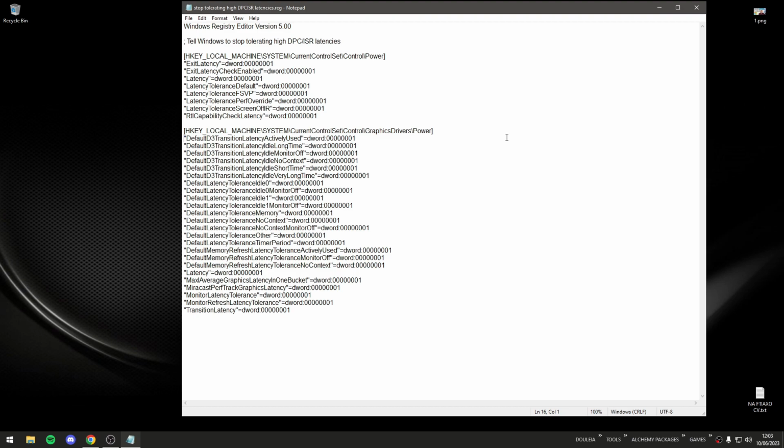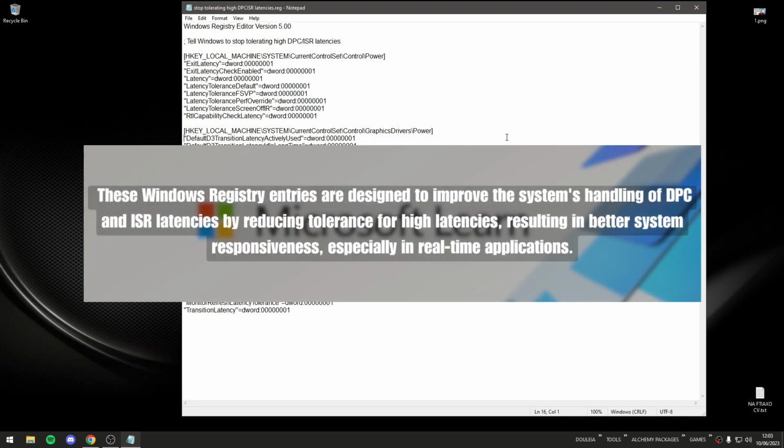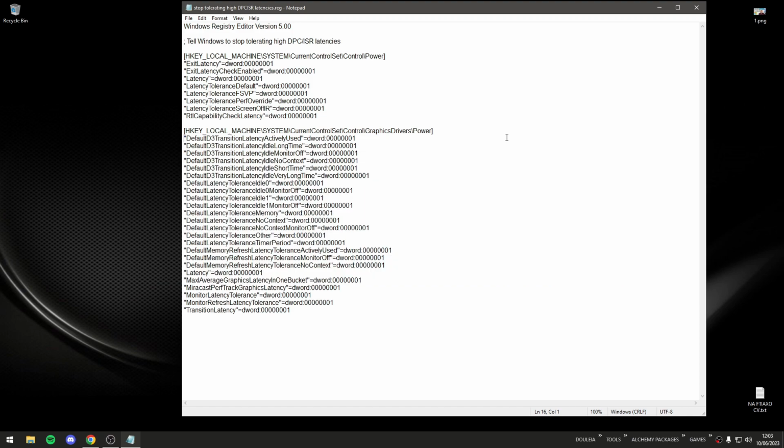Today we have how to tell Windows to stop tolerating high DPC ISR latencies, but now you will tell me what this means. Basically, these Windows registry entries are designed to improve the system handling of DPC and ISR latencies by reducing tolerance for high latencies, resulting in better system responsiveness, especially in real-time applications, okay?